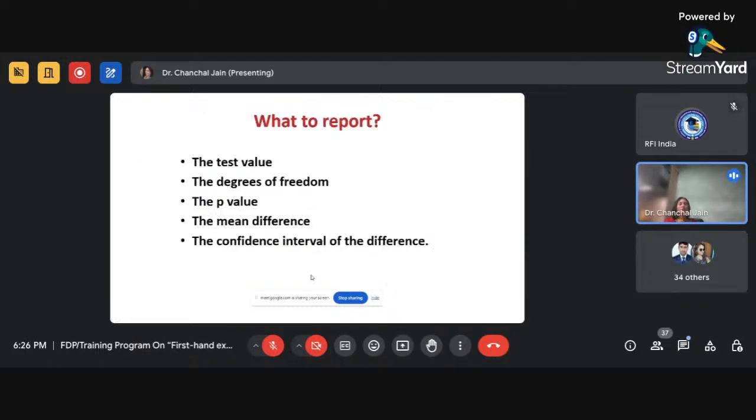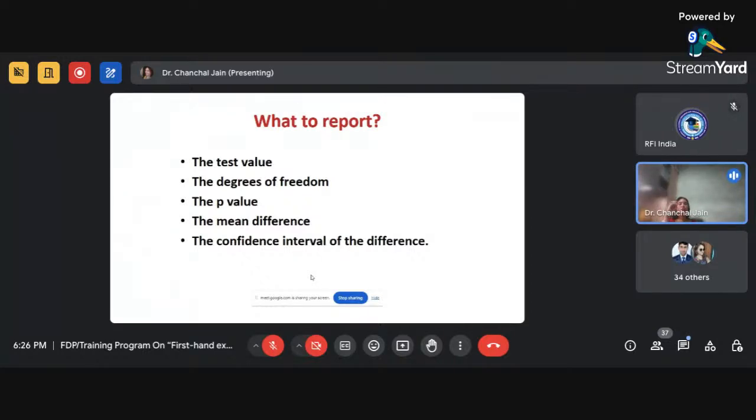Now, in case of paired sample tests, what things do you need to report? You need to report the test value, that is the t value. You need to report the degrees of freedom. You need to report the p value, mean difference, and the confidence interval of the difference. These are the 5 things you generally report.